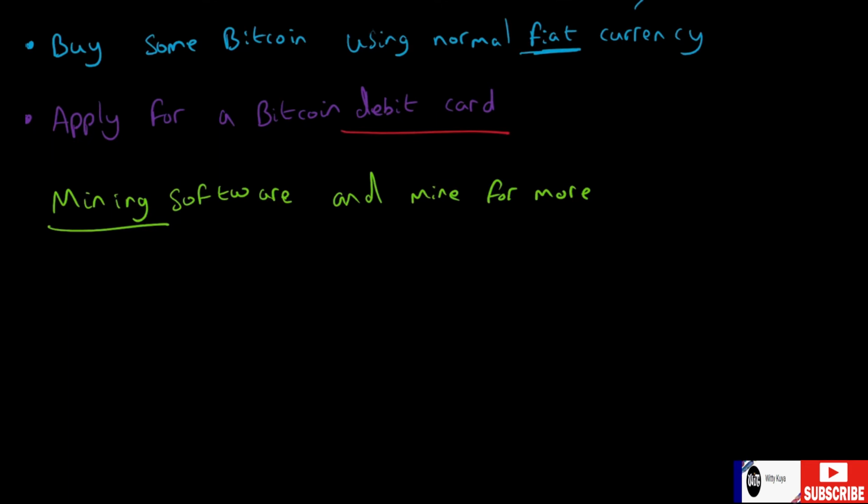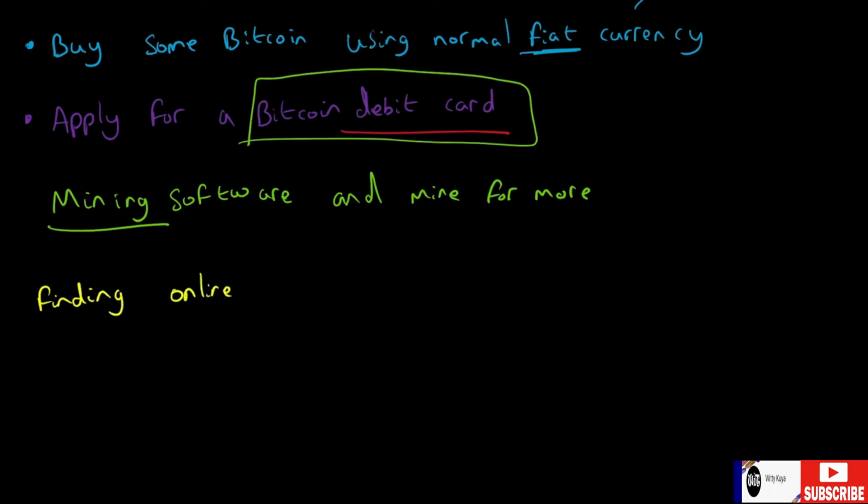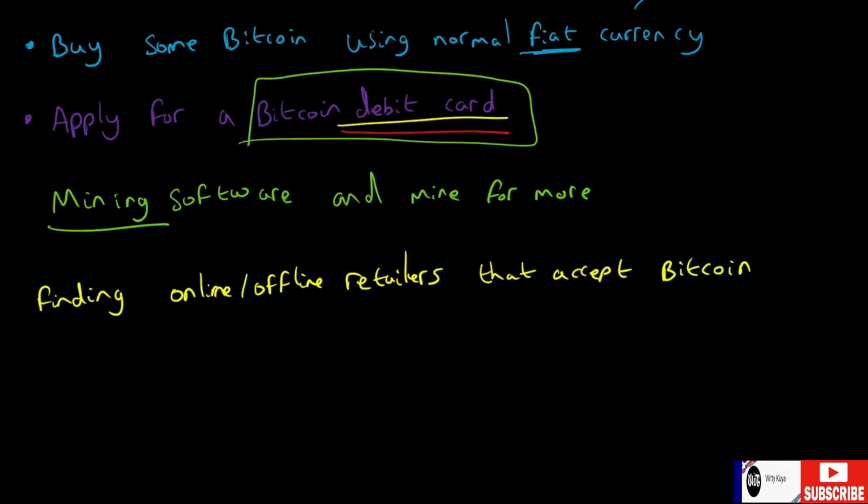Obviously, we've said you can apply for a Bitcoin debit card, which ultimately allows you to use Bitcoin the way you would use conventional fiat currency. But I would also recommend finding online and offline retailers that accept Bitcoin. Because if you can avoid the debit card, which has its own fees, it'll be more beneficial to you because you're avoiding fees. So finding online, offline retailers that accept Bitcoin or any other cryptocurrency of your choice.